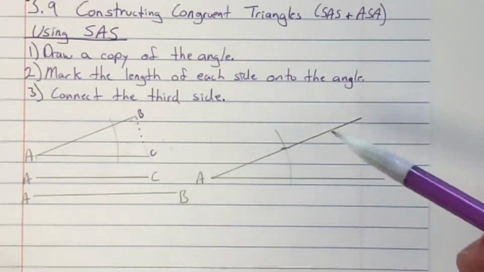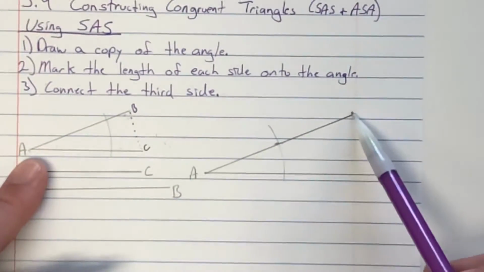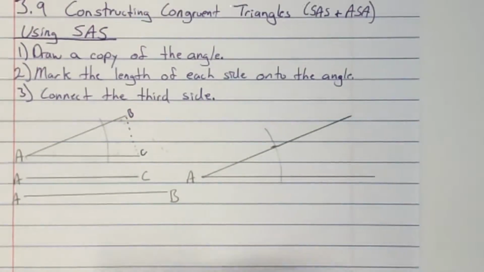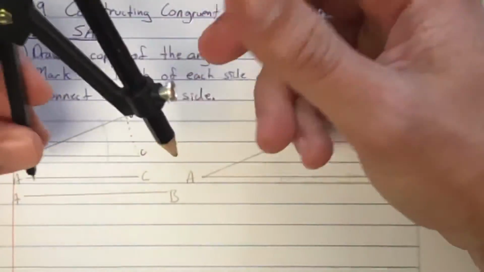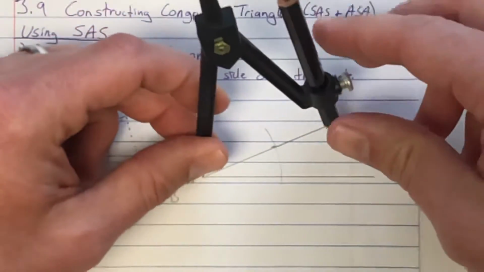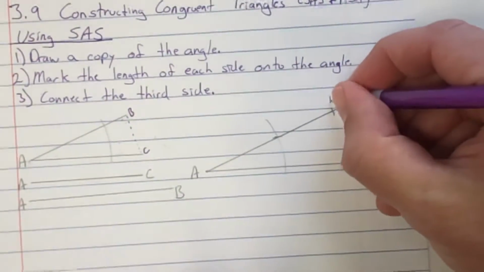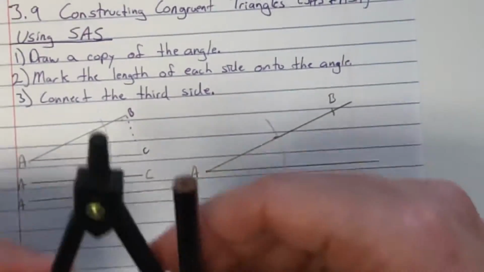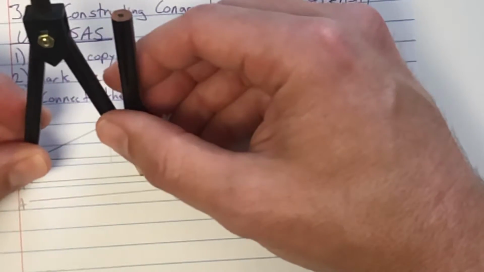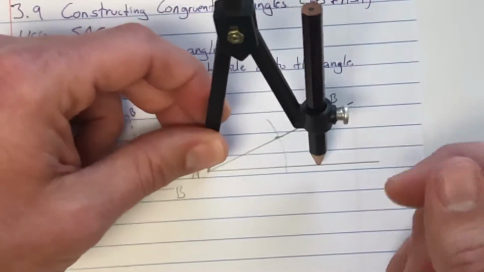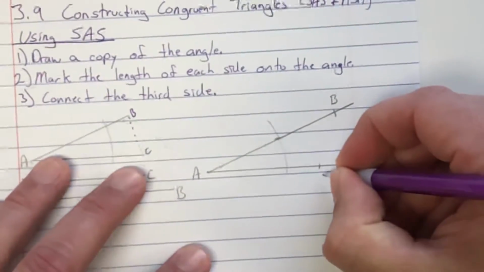Now I need to make lines B and C. I'm going to mark the length of each side onto the angle. So I'm going to make this the same as AB. AB is this long right there. And then I'm going to connect it here, and I'm going to make it right there. So this is point B. Then I need the length of AC, which is right here. And I mark that in the same fashion right there. So this is point C.